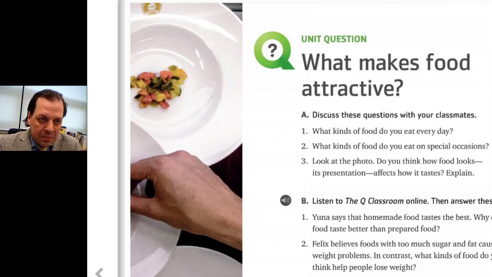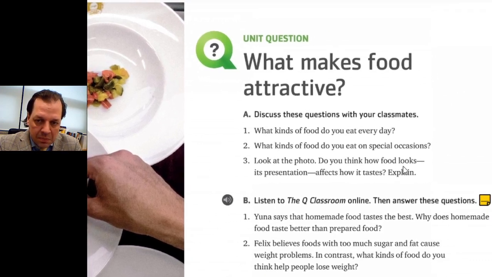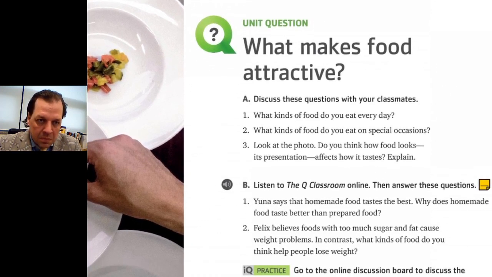Eunice says, let's push it over a bit. Okay. Eunice says that homemade food tastes the best. Why does homemade food taste better than prepared food? Okay, food that's already been prepared. Okay, it's like canned soup or maybe even something that's been prepared for you at a restaurant.